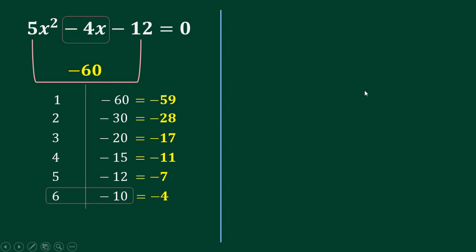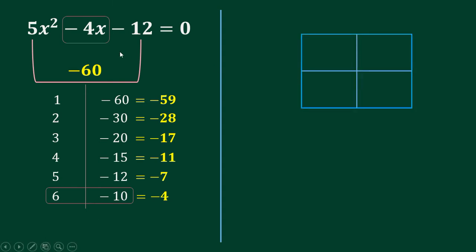Then you put this in a square. The first term and third term should be in diagonal position. So we have 5x squared and the negative 12. Then your factors, just add x. So we have 6x, then we have the negative 10x. Then after that, find the greatest common divisor in every column and row.